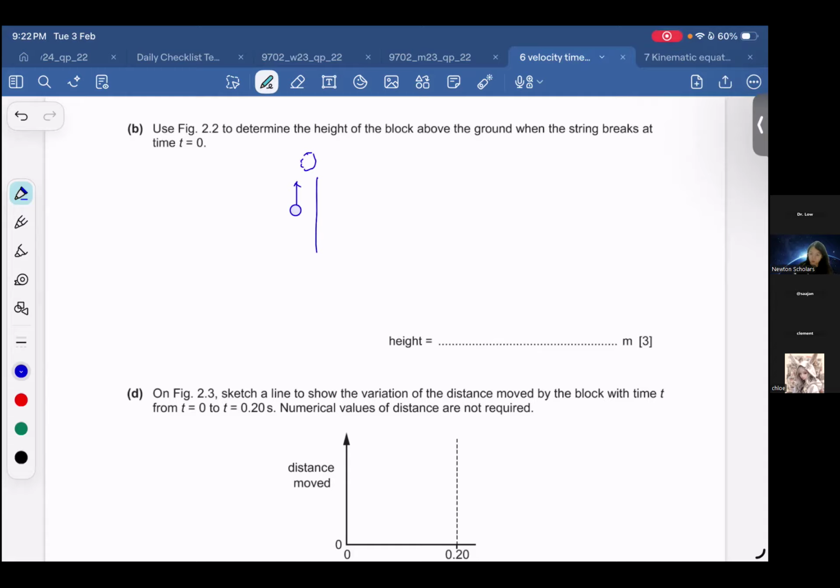And then it will fall, okay, until it hits the ground, right? Okay, here the question is asking you to determine the height of the block above the ground when the string breaks. So what do they want? They want this part. Initially, when the string breaks, until what is the height at here? So they want to find this distance. So what is this distance they want? Do you know?